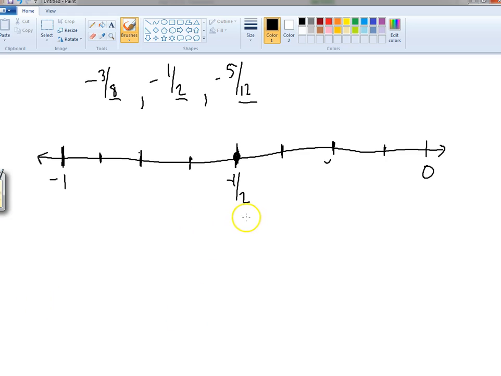The next one's a little bit more difficult. Well, before we get to that, negative 3/8 is 1, 2, 3 jumps along that way out of 4, 5, 6, 7, 8. So negative 3/8 is right here.